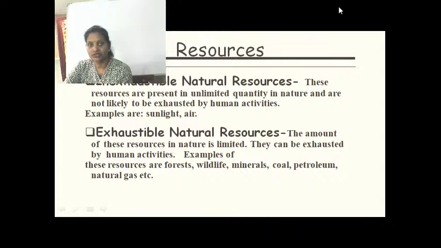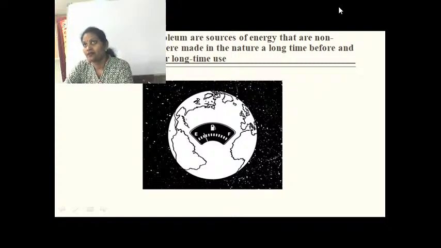So already we have discussed, and remember that coal and petroleum are exhaustible natural resources, they are very limited. Then coal and petroleum are sources of energy that are non-renewable. You can see here the meter shows that once it is used we cannot fill it again from the earth. We are using it, so it is an exhaustible natural resource, and it can be finished after long use.